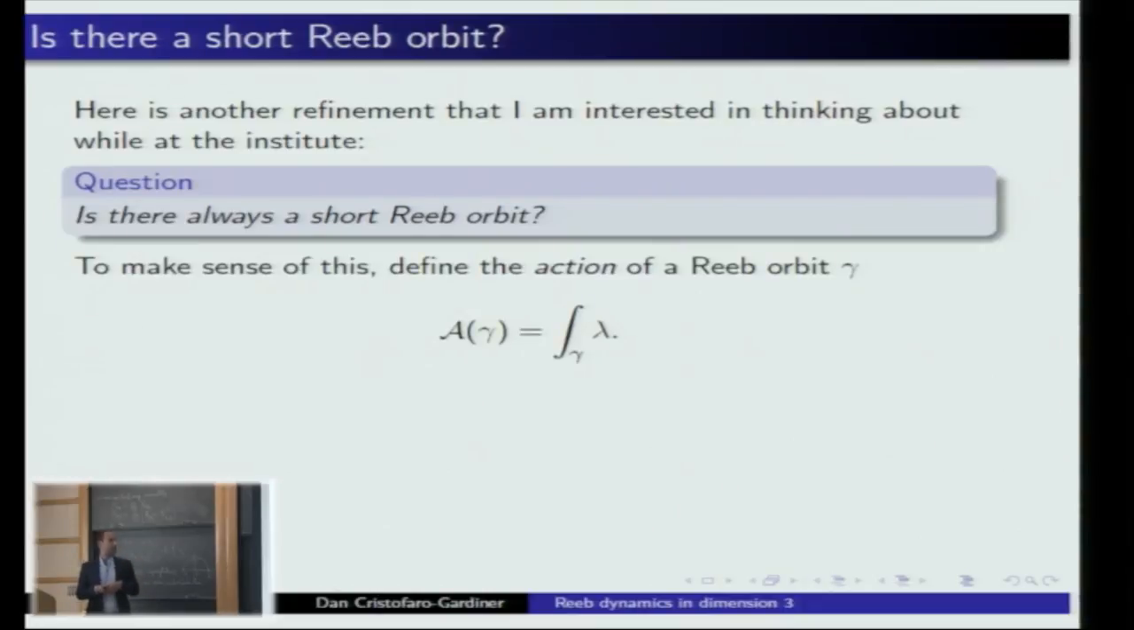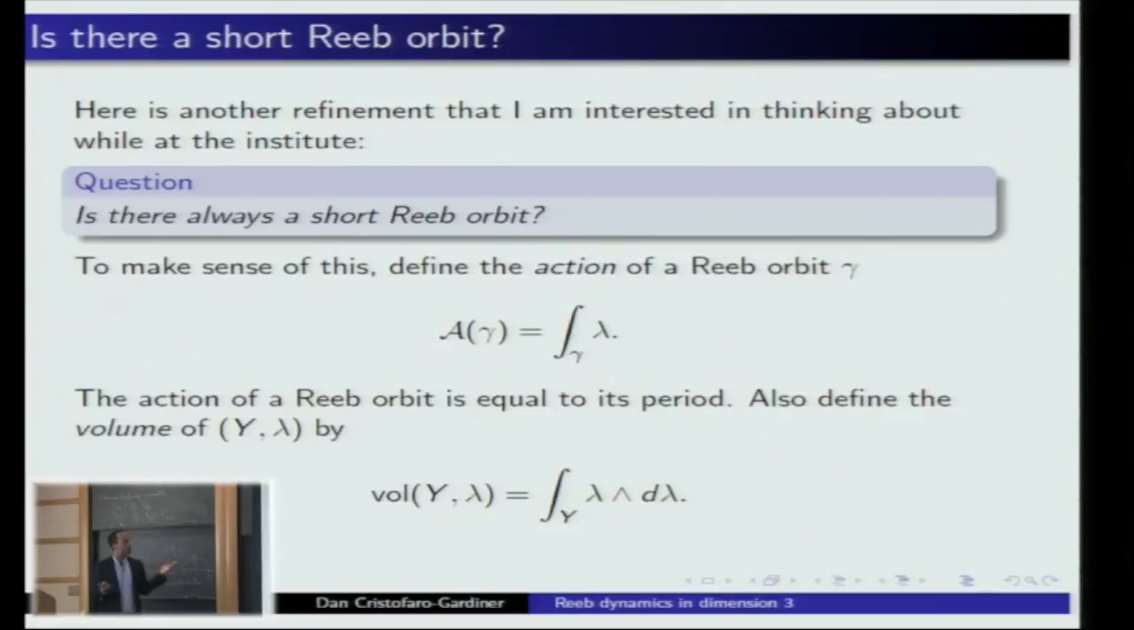So let's define some terms. We're going to define the action of a Reeb orbit by integrating the contact form along the Reeb orbit. The action of a Reeb orbit, by the way, so again, if you're a non-specialist, if you have a Reeb orbit, then this also gives you the period of that Reeb orbit. So that's why I'm calling this short. If this number is small, then the Reeb orbit is pretty fast. Some might also call this the symplectic length or something like that. And then we want something to compare it to. So we're going to look at the volume of the 3-manifold. The contact condition implies that this 3-form is actually a volume form, so this is a reasonable quantity to define.